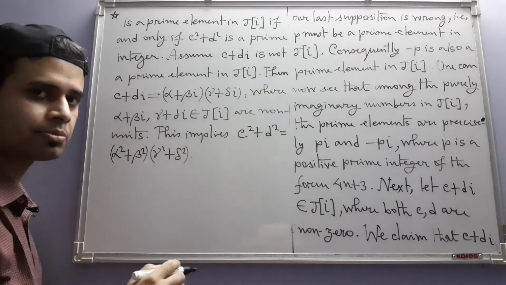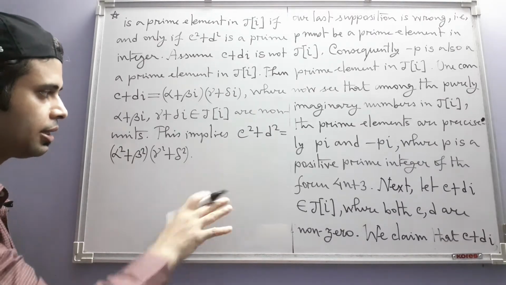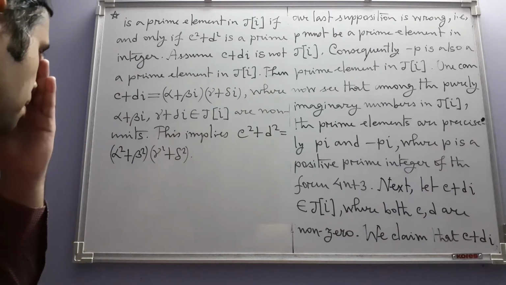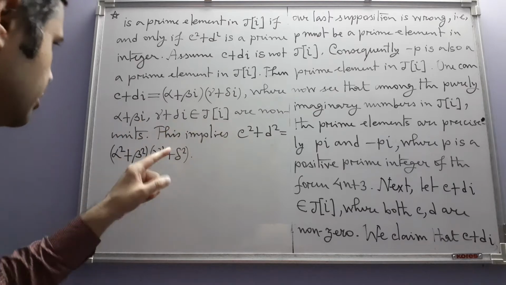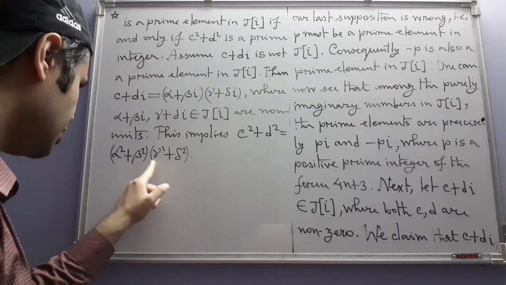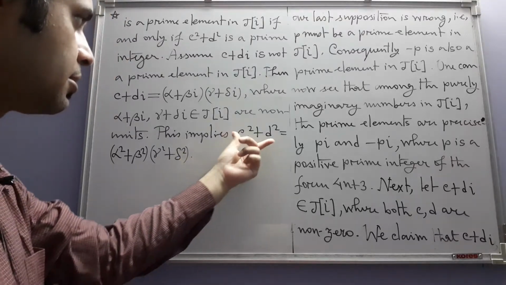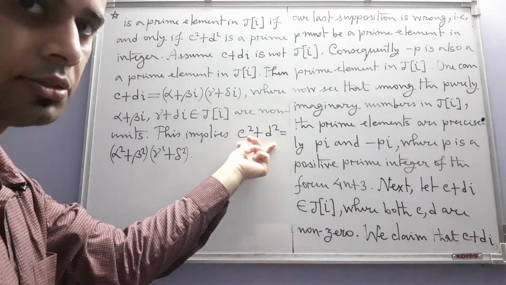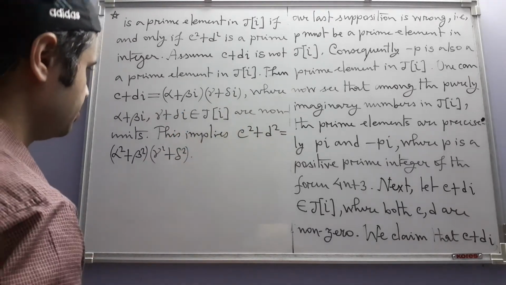Actually, my plan was to suppose that this is not a prime integer and arrive at a contradiction, but we don't have to use contradiction here, because you see, since these things are non-units, these will be positive integers greater than 1. That means this is a non-trivial factorization of C square plus D square, already proving that this is not a prime.